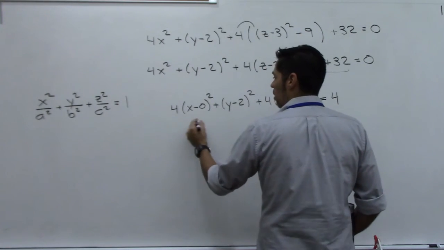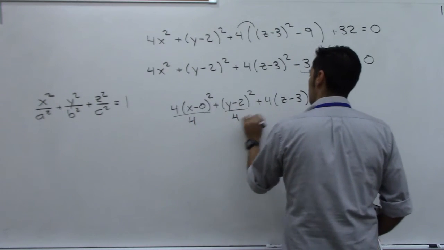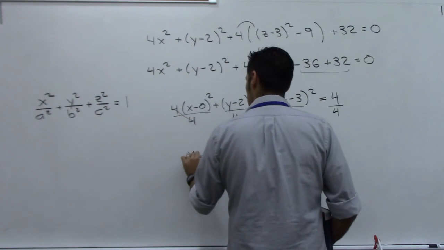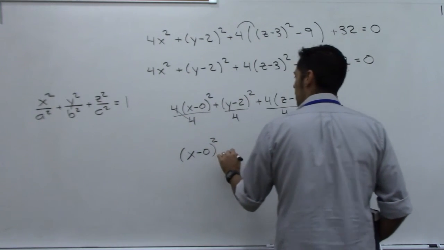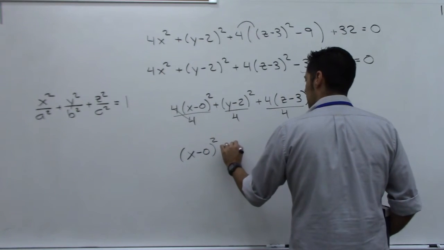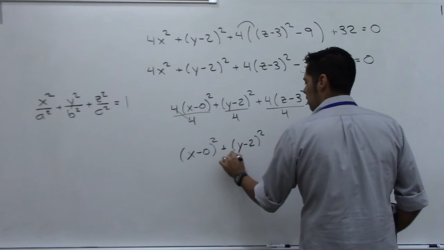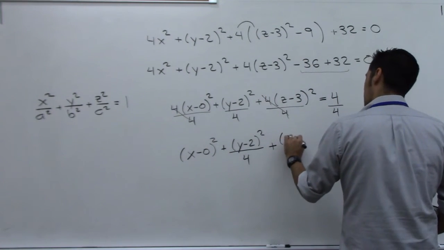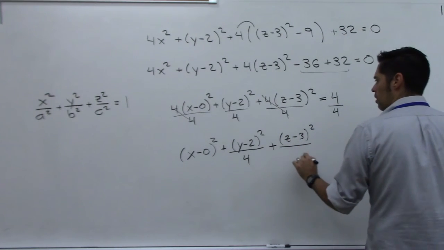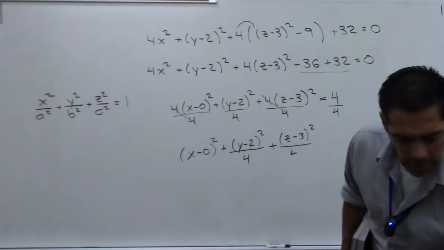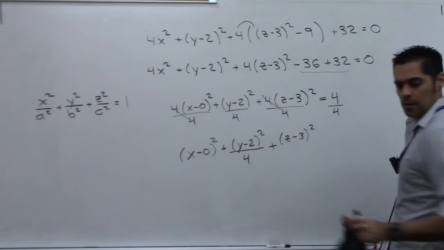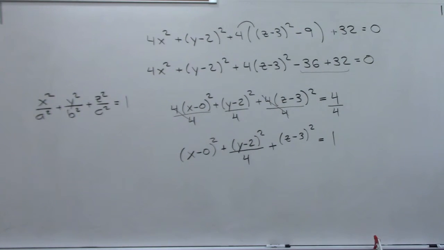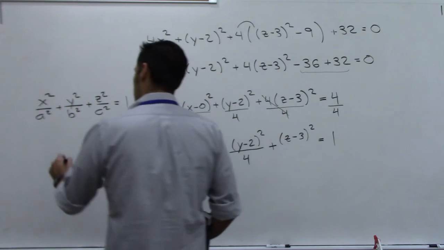So I'm going to divide everything by 4. Divide this by 4, divide this by 4, divide this by 4, divide this by 4. And so I get, this is just x squared, but I'm going to leave it as x minus 0 squared. You'll see why. Plus y minus 2 squared over 4. These cancel, so plus z minus 3 squared over, not over 4, canceled it out. And then equals 1. So this is definitely an ellipsoid, all right? It's an ellipsoid.